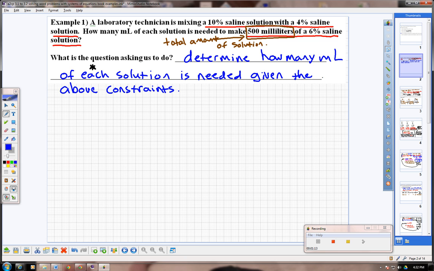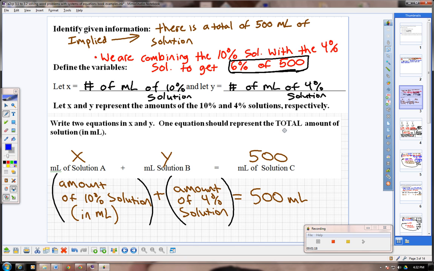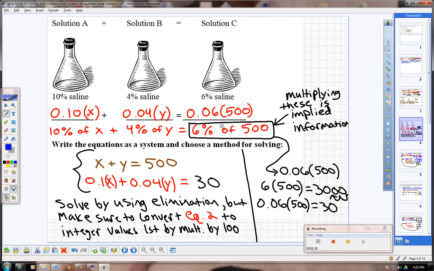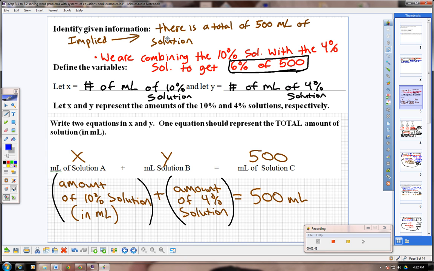So after reading this, the implied information is that we have 6% of 500. So we have to calculate that 6% of 500. Multiplying those is implied. Now understand, I really didn't even need to consider that until I got well into the process. Because first, I identified my given information, based upon what the question was asking. I defined my variables.